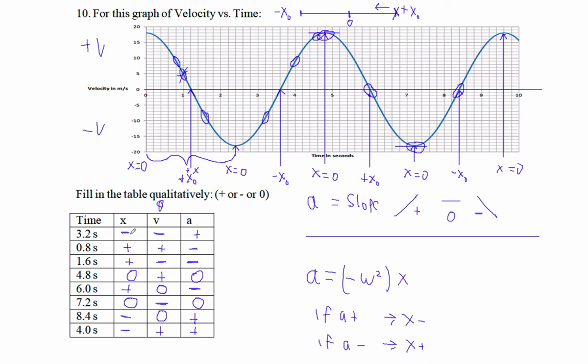Let me see. Let's just double check. So the x's and a's should always be opposite each other. So those guys are opposite. And then whenever this guy's 0, that guy's 0, right? Because they're related by just a constant. So if one is 0, the other's 0. So that's true, right? Yeah, I think we're good. I'm going to go with this.